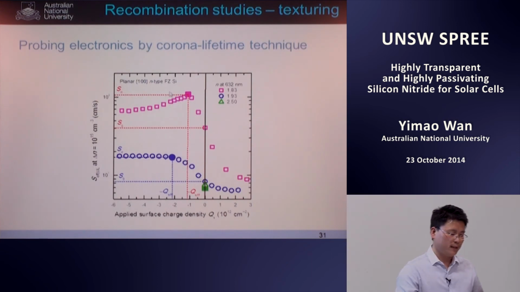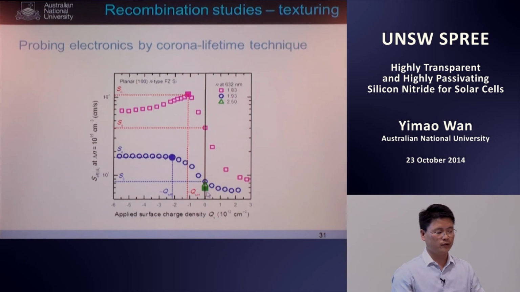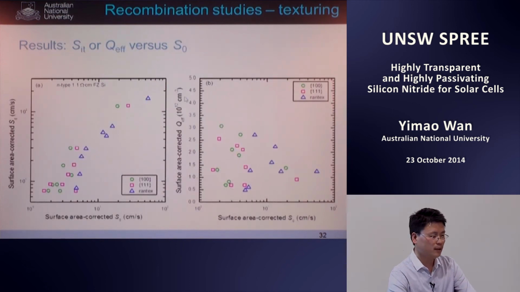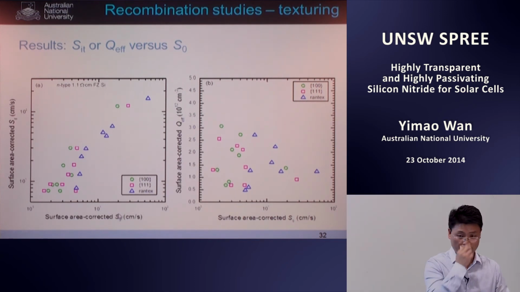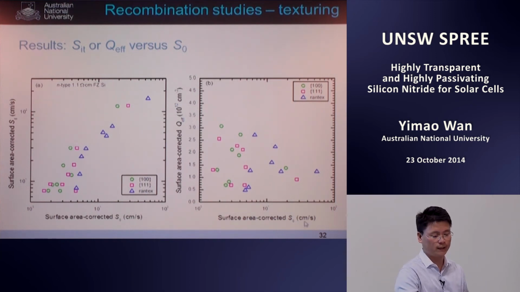Okay, sorry. So by extracting the SiT from this measurement and also the charge, we can study the relative contribution of either DIT or charge to the recombination at the texture surface. So here are the results. By plotting the SiT as a function of S0, where S0 means the initial recombination without any corona charge, and also plotting the charge as a function of S0. And again, all these values here are after surface area correction.